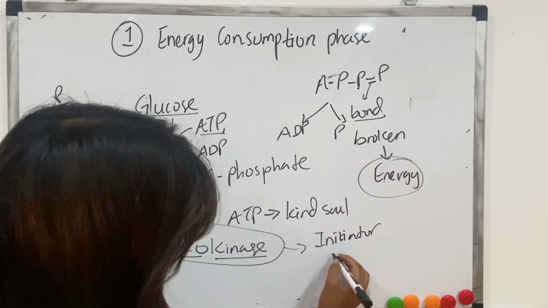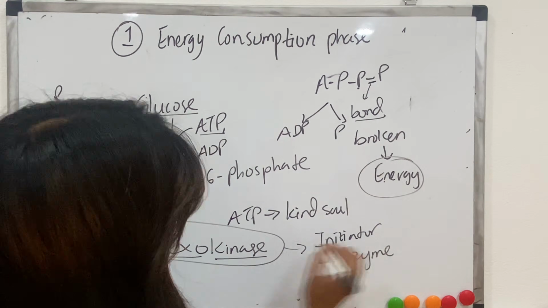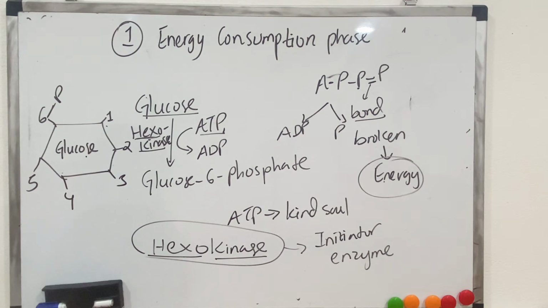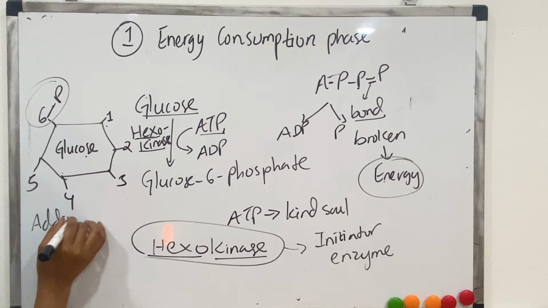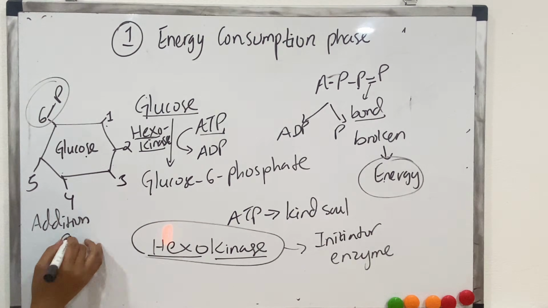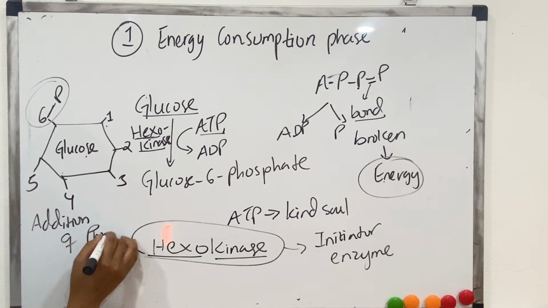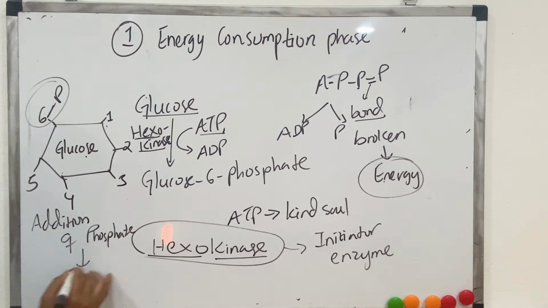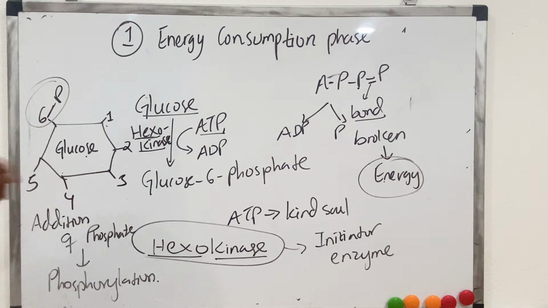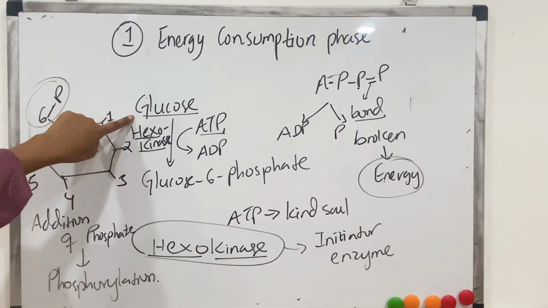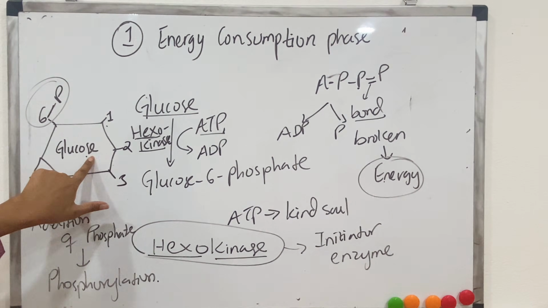And hexokinase is known as the initiator enzyme in glycolysis, without which glycolysis cannot operate. And this is the first step of the energy consumption phase. It mainly involves phosphorylation. And if you're wondering what phosphorylation is, it is simply the addition of phosphate. And you can see there, phosphate is being added onto the 6th carbon, right? So the technical term is phosphorylation. And remember who provides the phosphate? The credit goes to ATP.